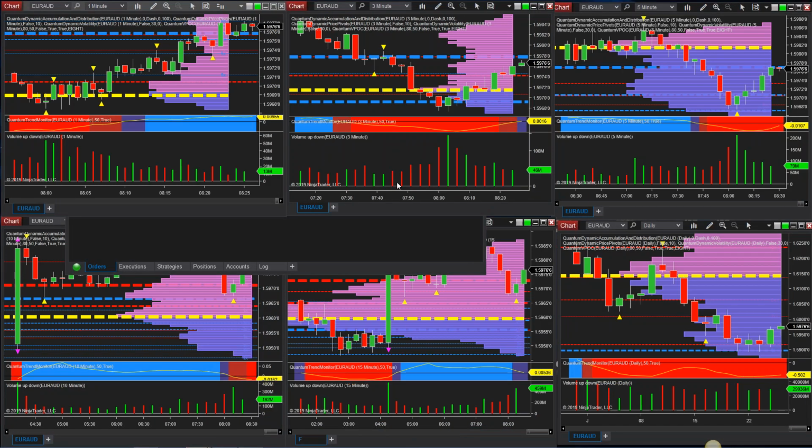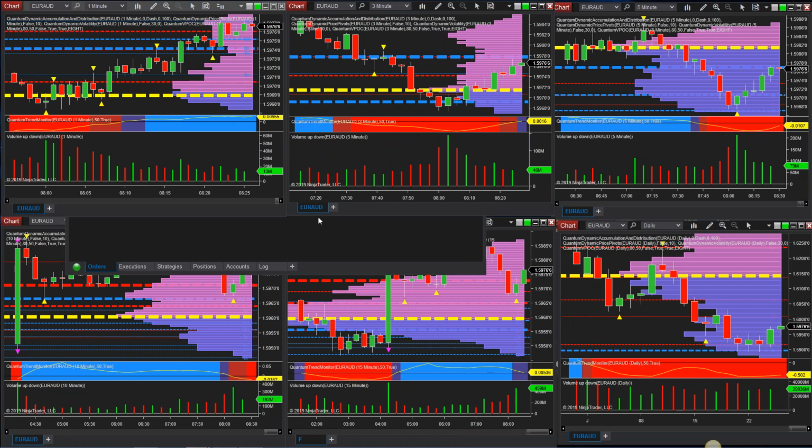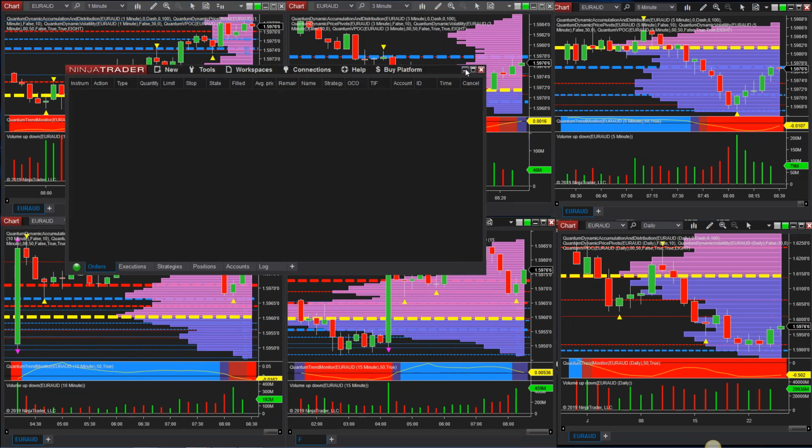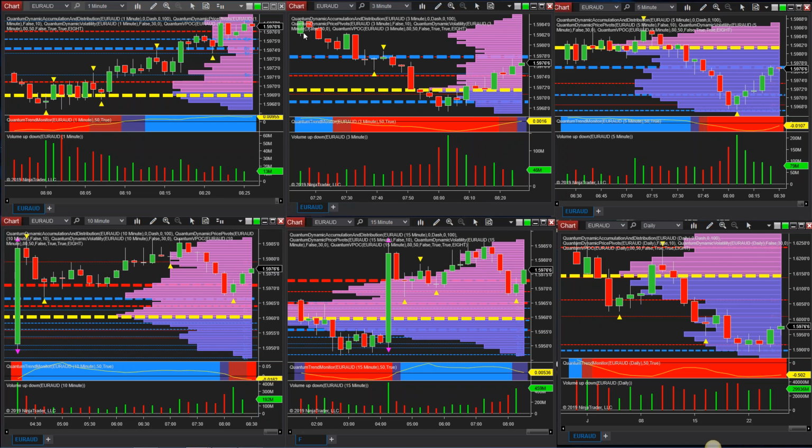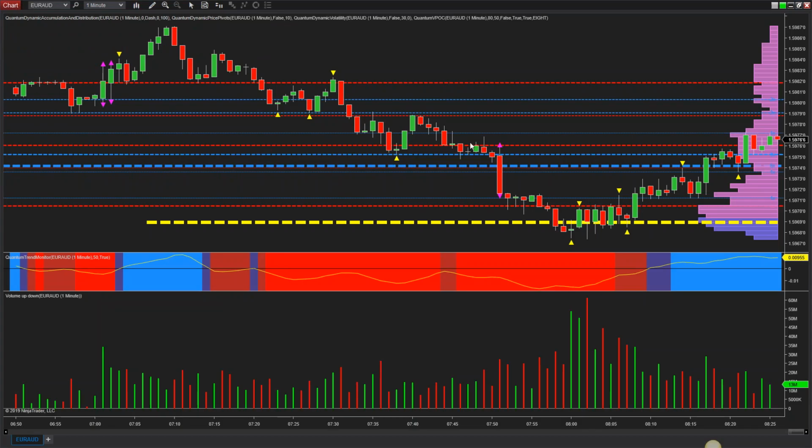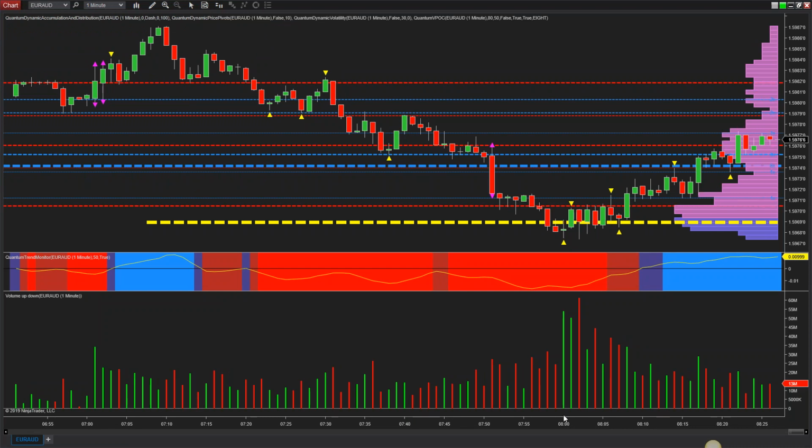Let's go back to the charts again. There we go. This is a nice reversal on the euro Aussie. Just move that out of the way, apologies. Let's go down to the 1 minute. This was London Open again, 8 o'clock.